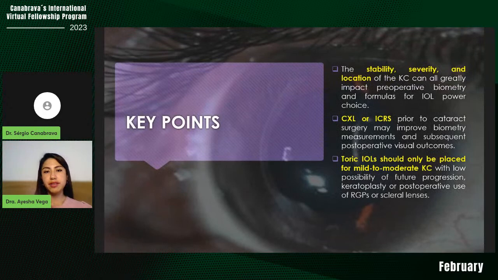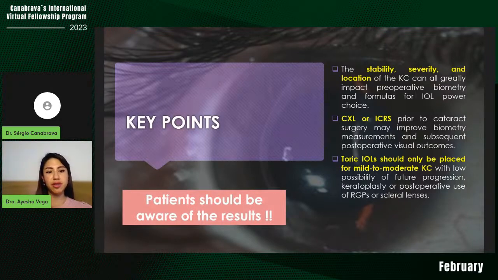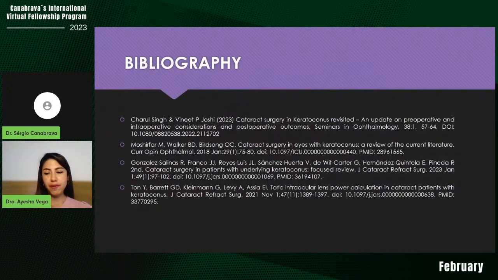So the key points are, remember the stability, the severity, and the location of the cone. Keratoconus can also create a great impact in the preoperative biometry and also the formulas we are going to use. We need to remember there are some procedures that can make our IOL calculation more trustable, better. So cross-linking and the implantation of intrastromal corneal ring segments prior to cataract surgery are recommended. And also, we need to remember that toric lenses are not recommended for everybody, just for mild to moderate forms of keratoconus. And remember that these patients should be aware of this type of results. That should be all. Thank you very much.